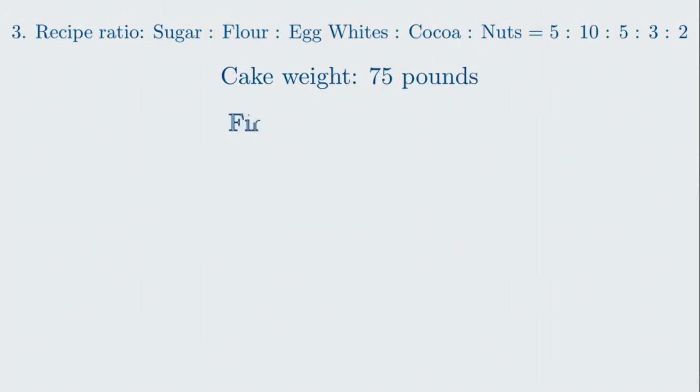We need to find out how many pounds of cocoa are needed for a 75-pound cake. The objective here is to interpret a ratio and use it to find the fractional part of a whole. A ratio tells us the proportion of each ingredient relative to the others, but not the actual amounts. The first step is to find the total number of parts in the ratio.